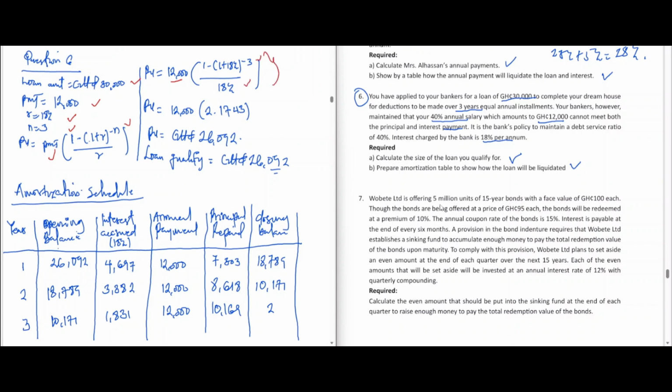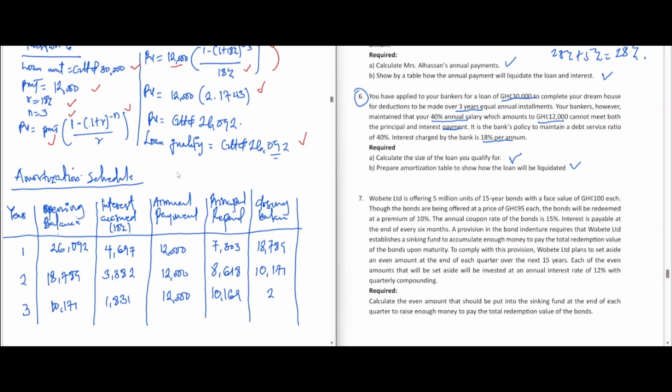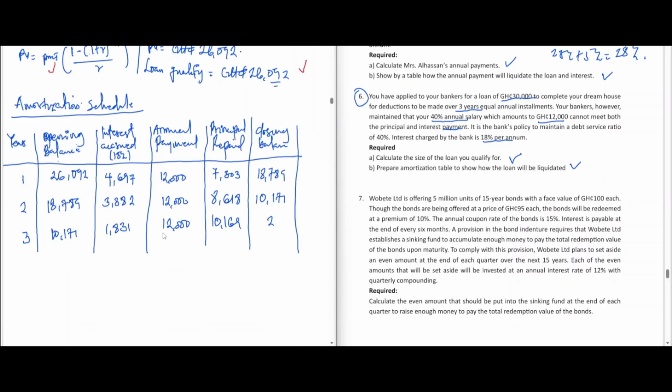So using our calculator, we'll get 2.1743. So we now multiply the 12,000 times 2.1743. We will now get the loan that we will qualify for to be 26,092 Ghana cedis. Out of 30,000, the company can only give us 26,092 Ghana cedis.